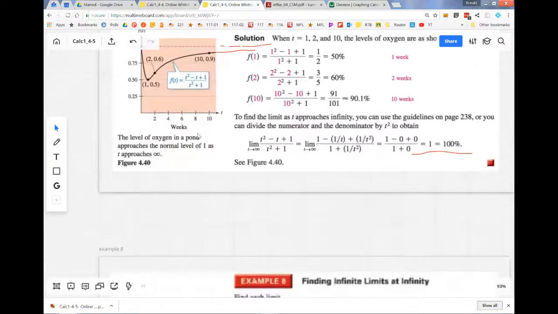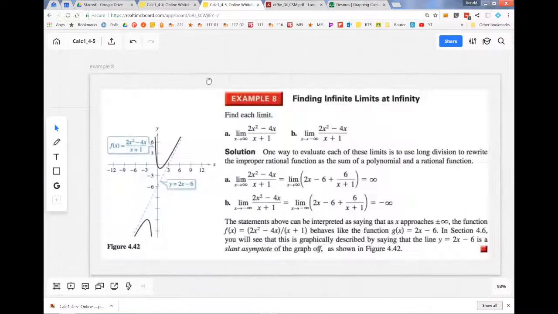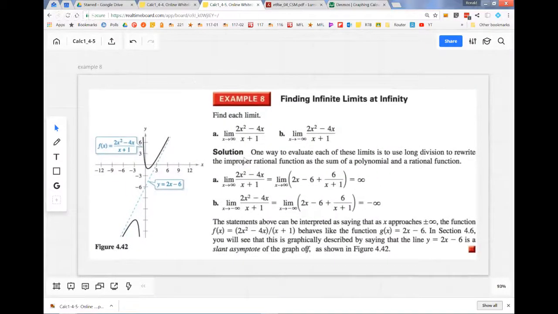Take a look at another. Let's do part A here. What's the limit of 2x squared minus 4x over x plus 1 as x approaches infinity? Look at the two leading terms. The top is a second degree polynomial. The bottom is a first degree polynomial. The top wins, right? x squared over x, the top is bigger, so A is infinity.